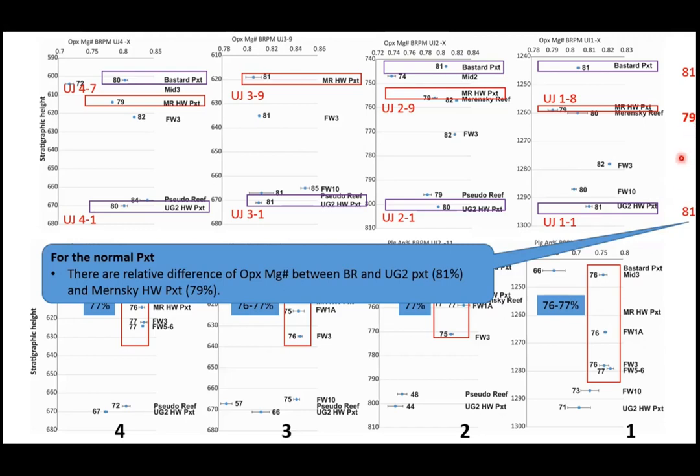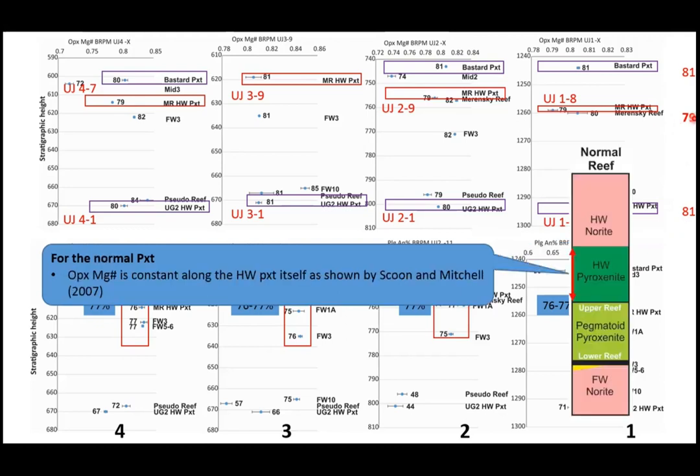This is consistent, in my view, with the older but similar ages of the Bastard reef and UG2 units with respect to the Merensky, based on the study from Stokes and colleagues 2021, which would imply an out-of-sequence fashion of emplacement for the Merensky unit. Also, please note that orthopyroxene Mg number is constant along the normal hanging wall pyroxenite itself, as shown by Stone and Mitchell 2007, which may imply that the orthopyroxene came up from the floor to the shallow level chamber.